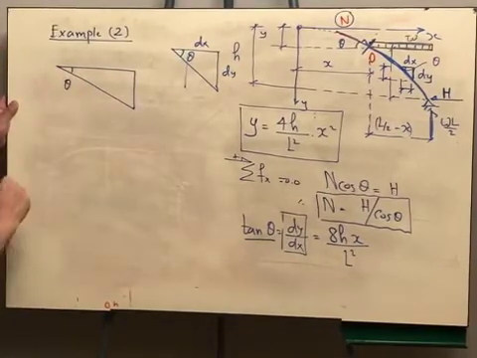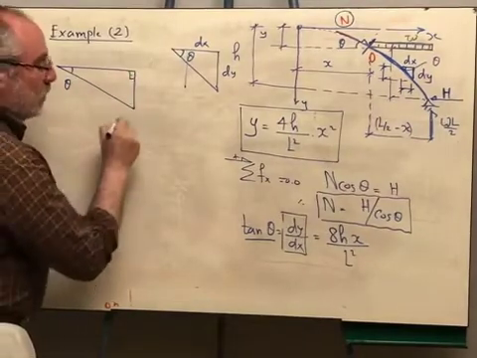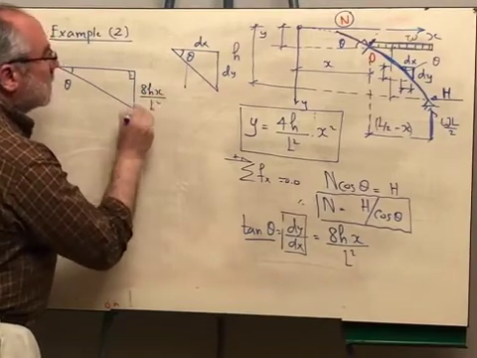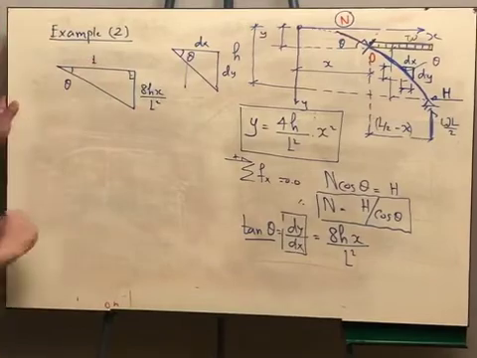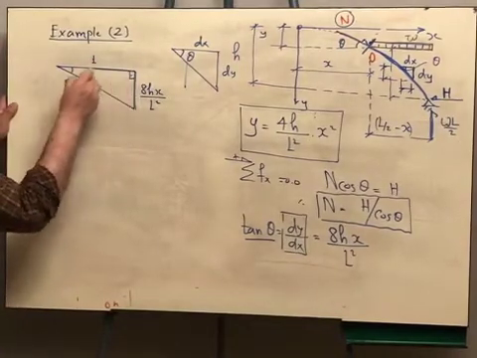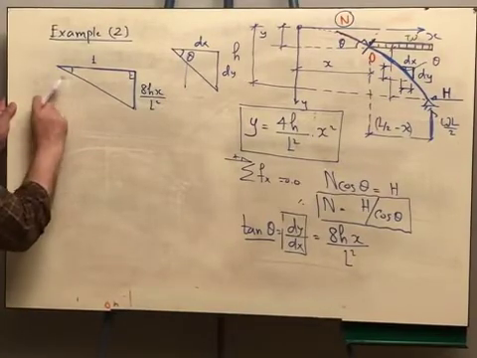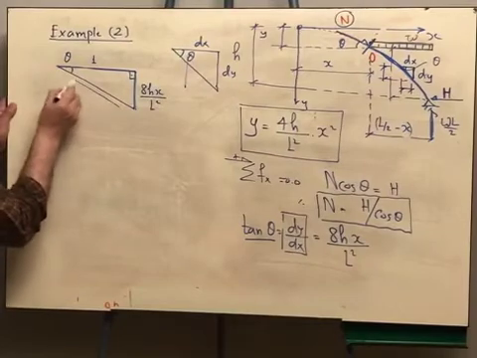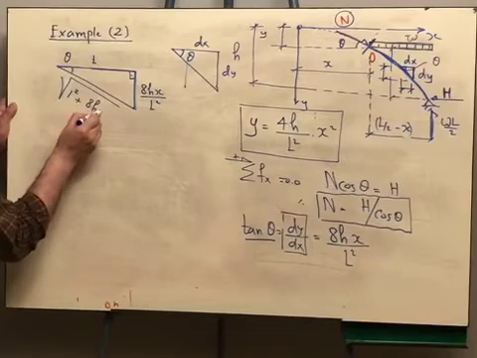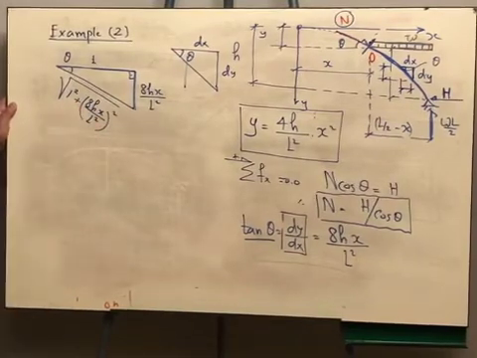If you have this angle theta, tan theta is the opposite over the adjacent. So if the opposite is 8h x over L square and the adjacent is 1, then tan theta is equal to the opposite over the adjacent, and it gives the same number that we have here. Therefore, what would be the hypotenuse? It is root of 1 square plus 8h x over L square whole square.